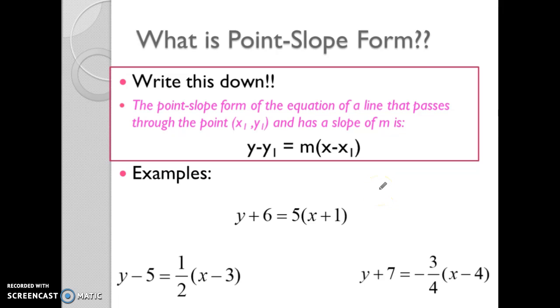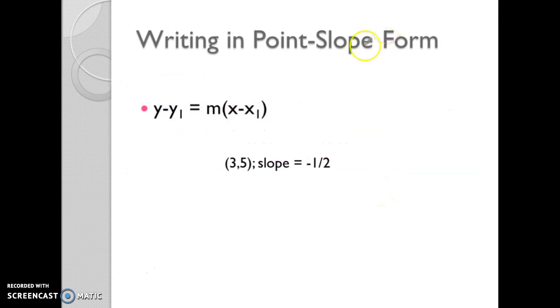So writing an equation in point-slope form is the easier step of this lesson because you're given the point that you need to write the equation using and you're given the slope. So it's as easy as just replacing the values, where y1 is your y coordinate, m is your slope, and x1 is your x coordinate.